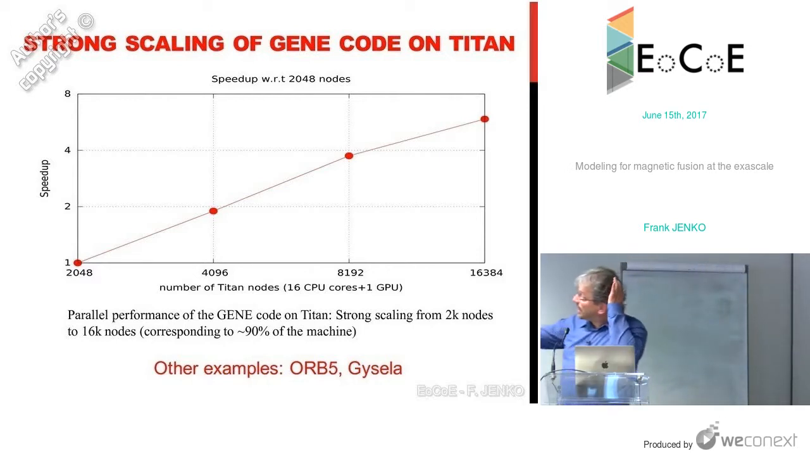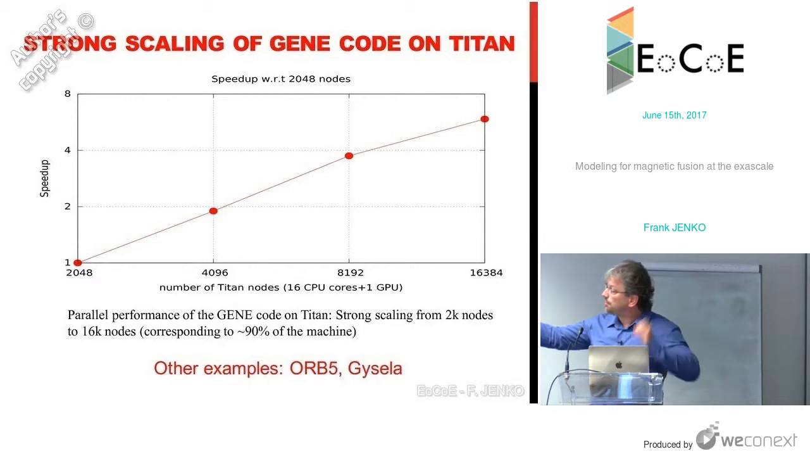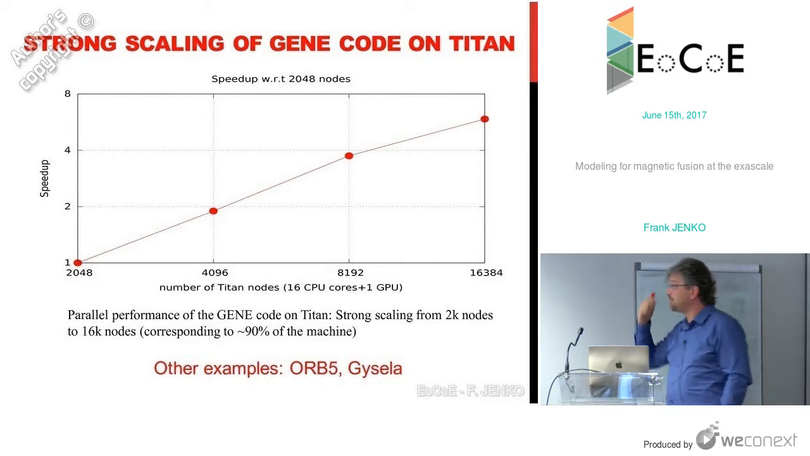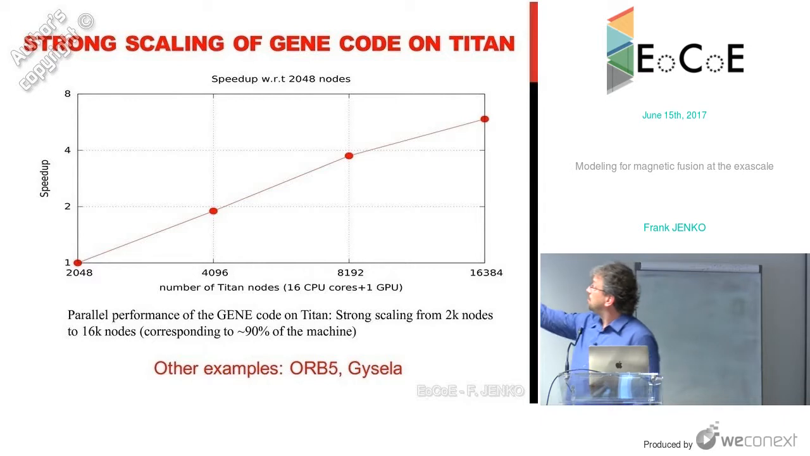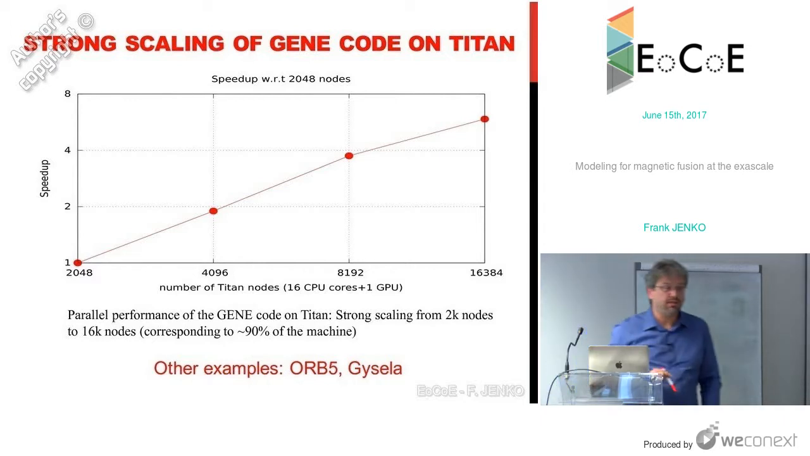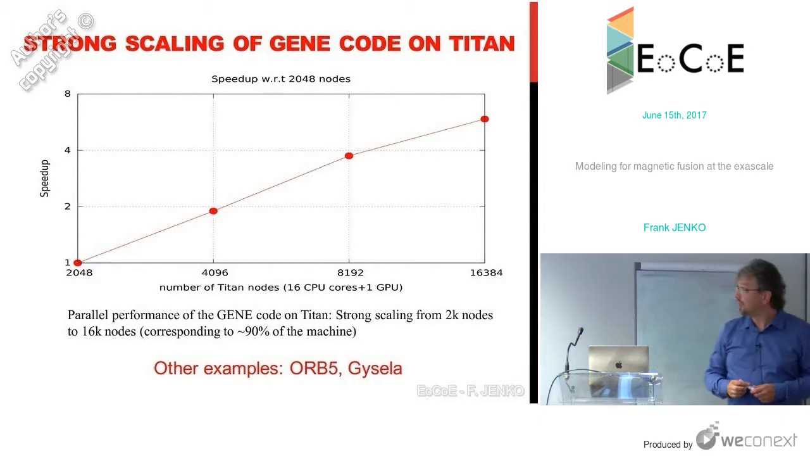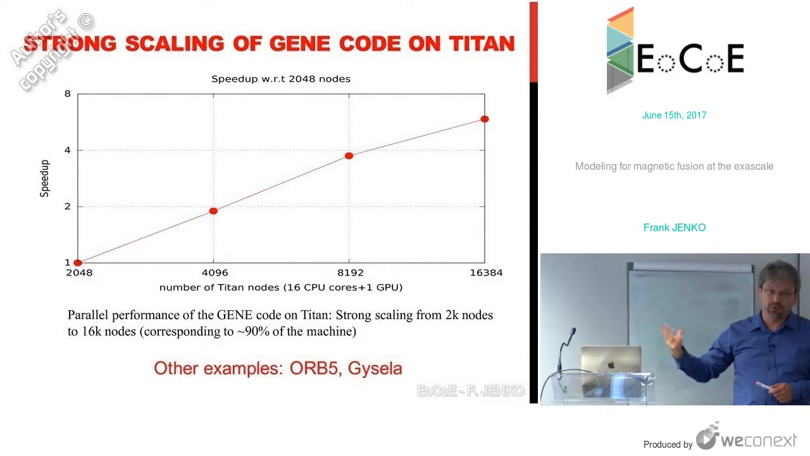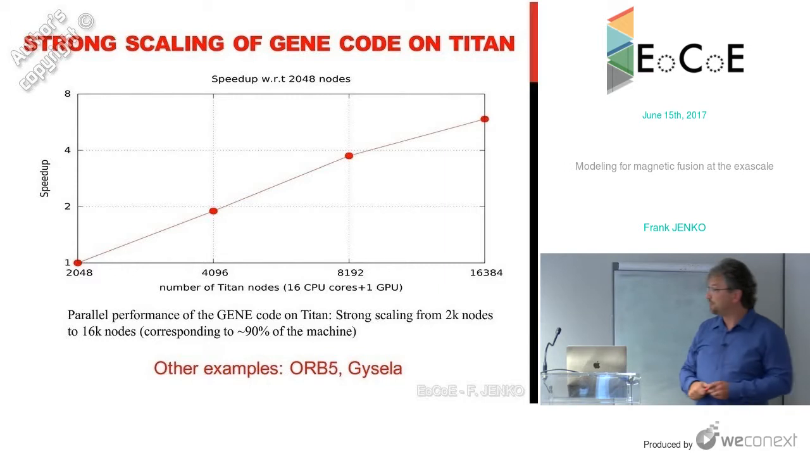So this is a scaling, what we call strong scaling, so keeping the problem size fixed, but increasing the number of cores on Titan, which is currently, I think, the third largest computer in the world. We go to about 90% of the machine, even using the GPUs. So that's what we can use, but unfortunately that's also what we have to use in many cases to make these predictions.